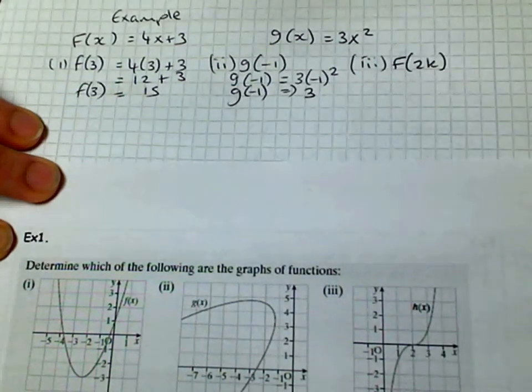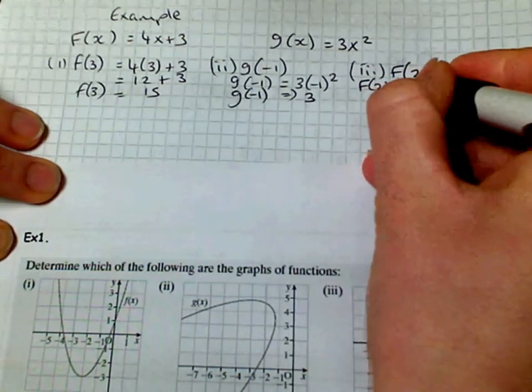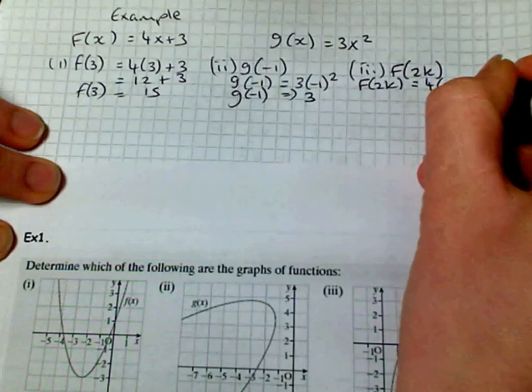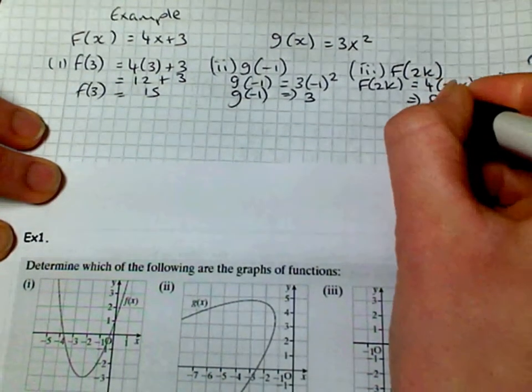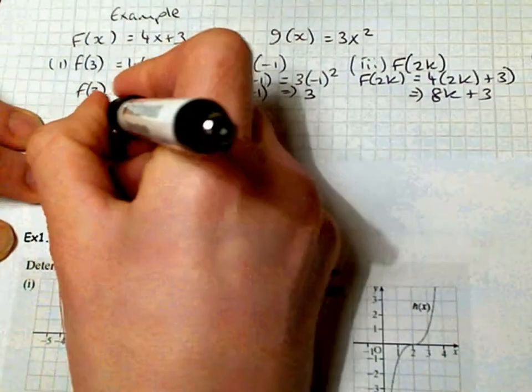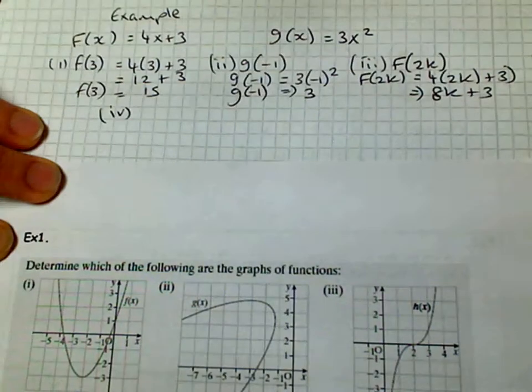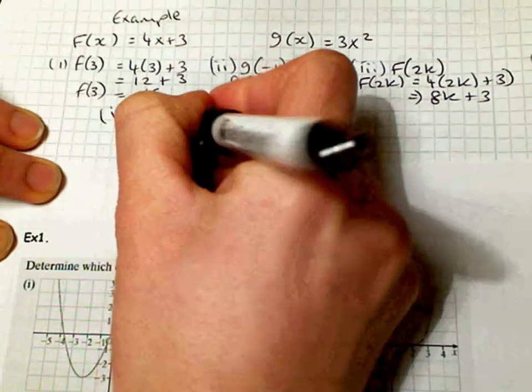So you take your f of x function, and everywhere you see x, you replace it by 2k. So f of 2k is equal to 4 by 2k plus 3. So that's going to be 8k plus 3, and that's the final answer. And then in part 4 of this, you're asked to evaluate g of k minus 3.